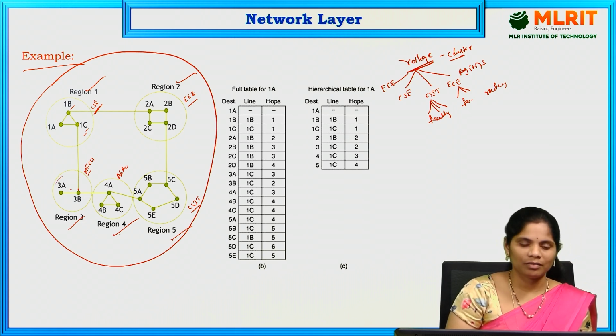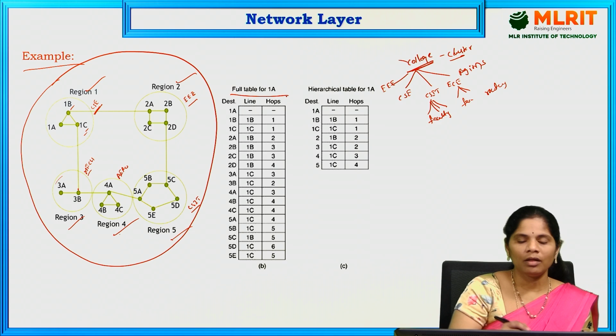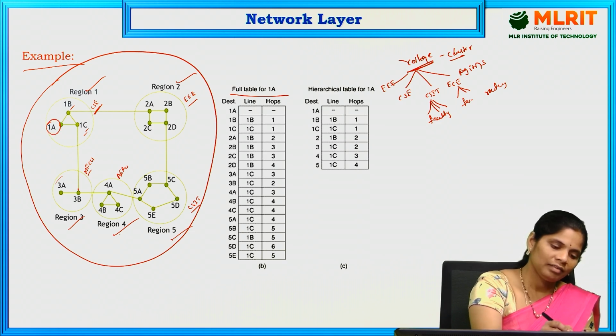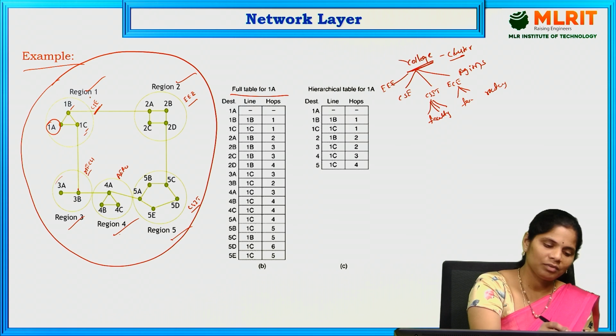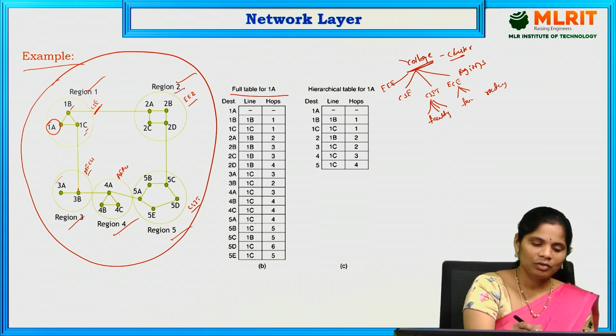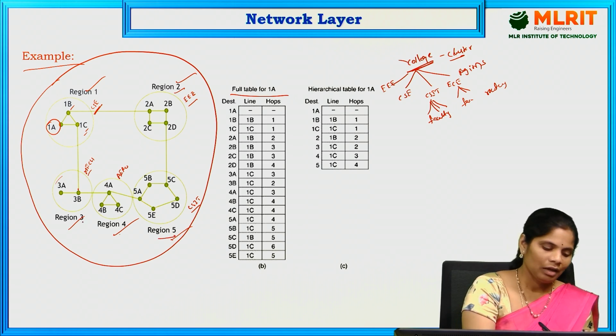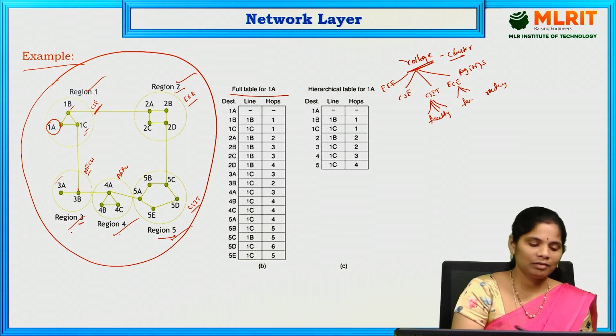This is the condition. So for that, we have to find the table for A, that is also 1A. So this is region 1: 1A, 1B, 1C come under region 1. In region 2, 2A, 2B, 2C, 2D. Like this, region 4 is 4A, 4B, 4C. Region 5 is 5A, 5B, 5C, 5D, 5E. And region 3 is 3A, 3B.